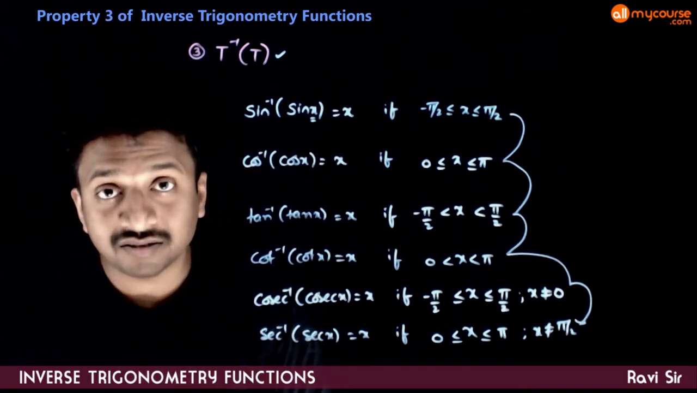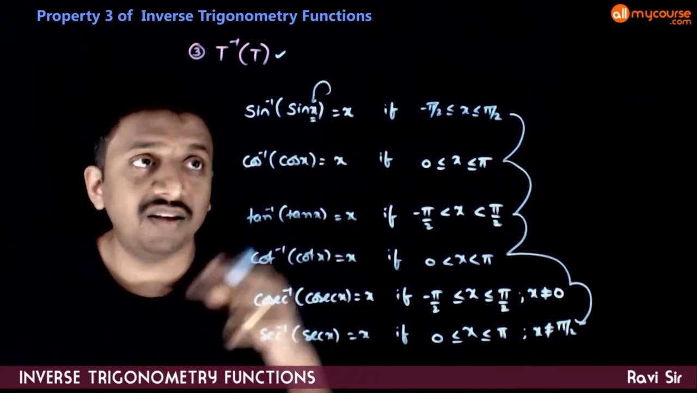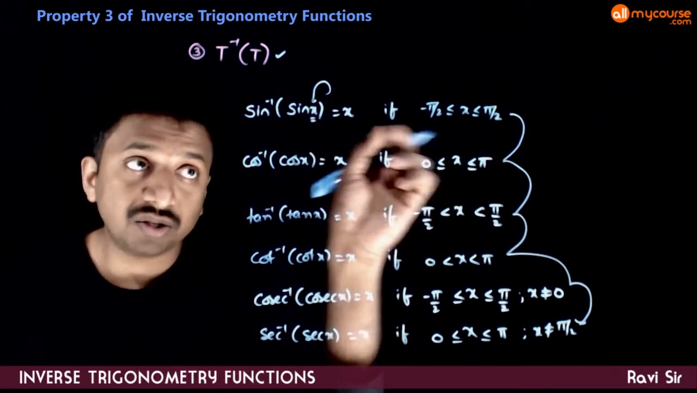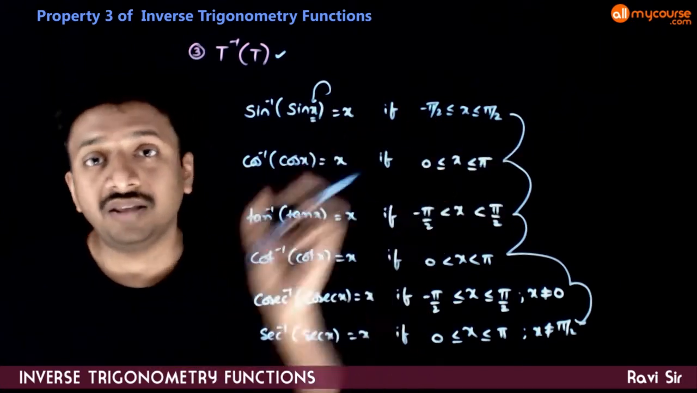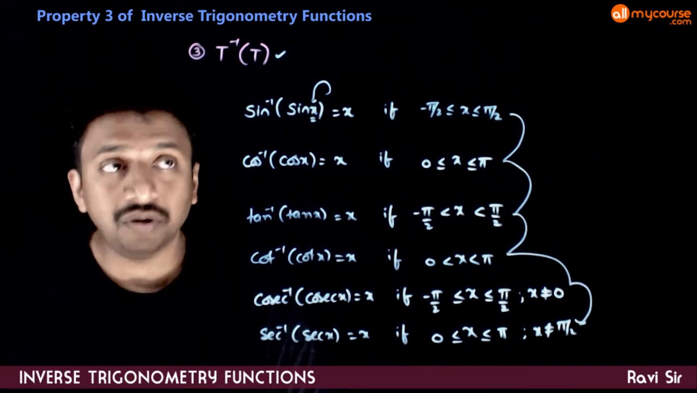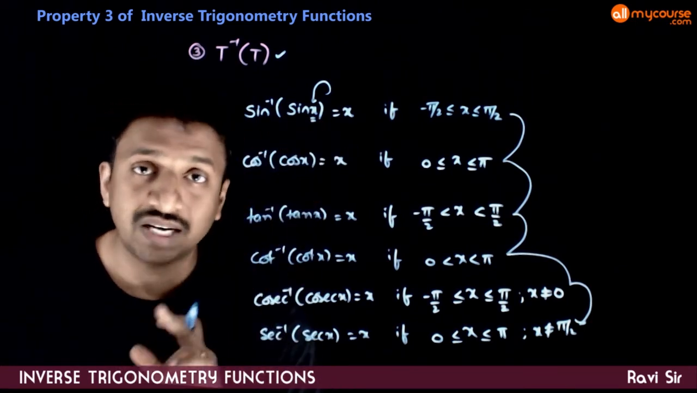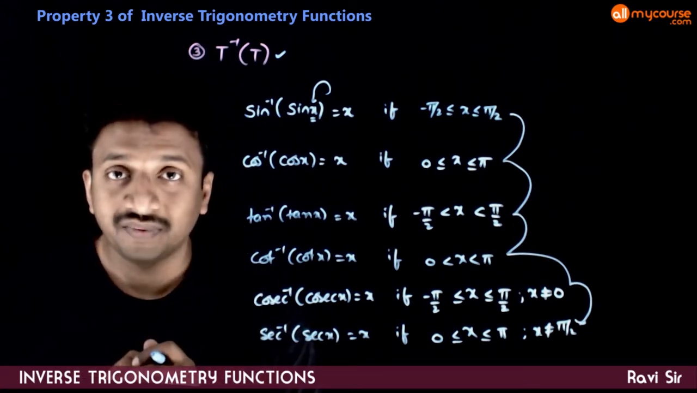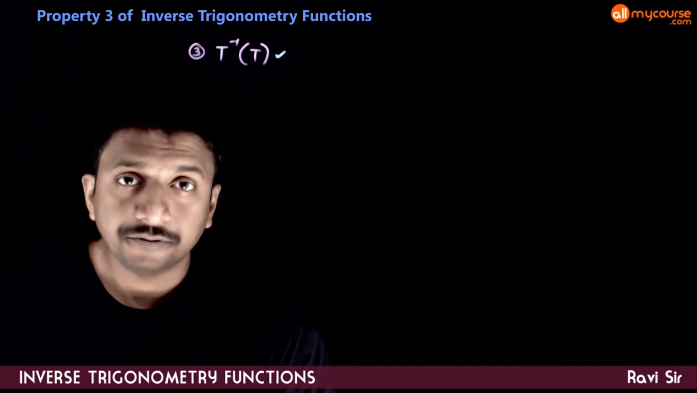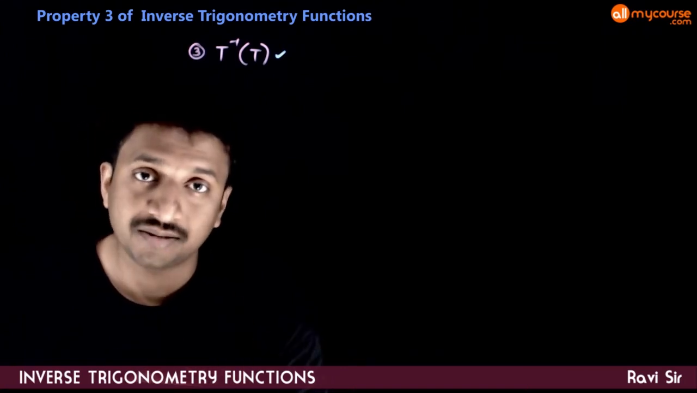Now the question remains, what happens to the other values of x? If x lies between these two, the formula is okay. If x does not lie between these two numbers, how do you simplify these expressions? That's what we need to understand in this property. Now, let us try to understand this concept with a few examples.